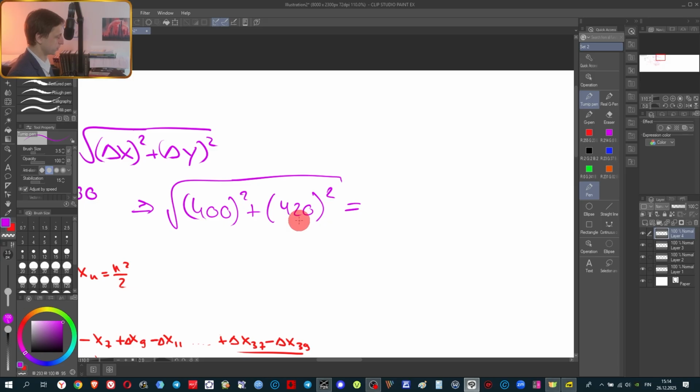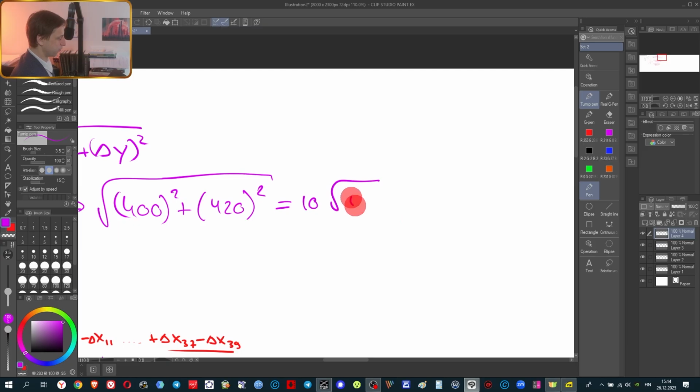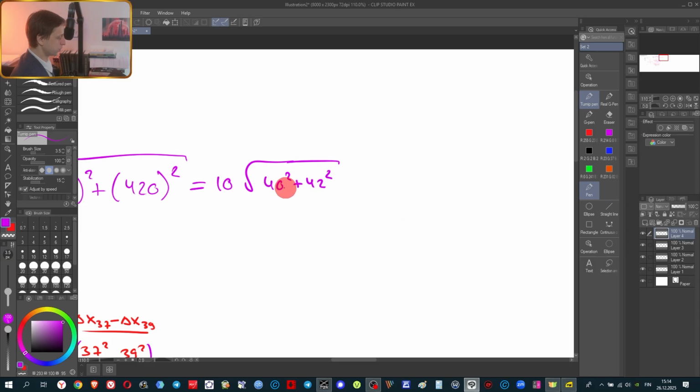Of course, we will not square these numbers, no way. We will write this one as 40 times 10, and this one as 42 times 10. 10 squared, we will factor it out, and then 10 will appear here. So it will be 10, and here we will have 40 squared plus 42 squared, like this. Okay, so what about these numbers? Let's continue factoring out some numbers here. So for example, 40 is 4 times 10, and 42 is 2 times 21, so 2 squared, 21 squared.